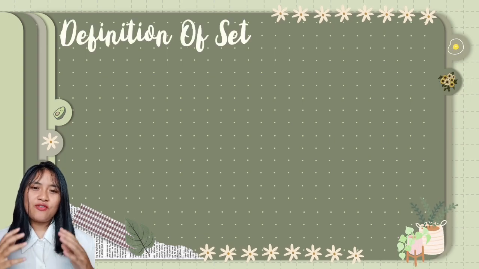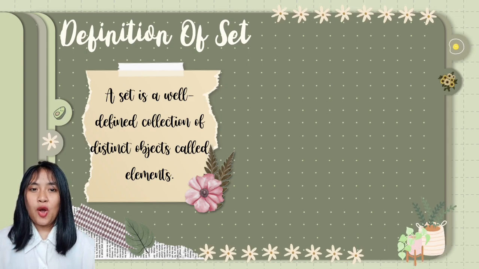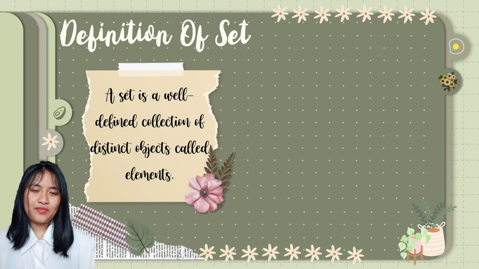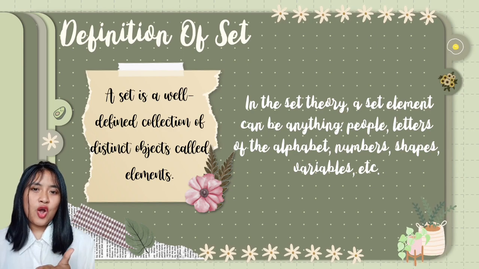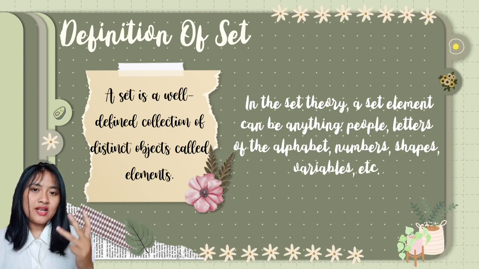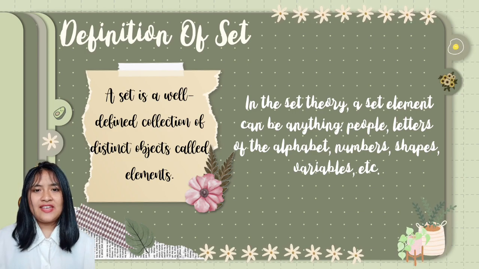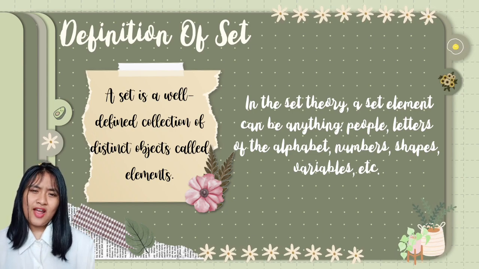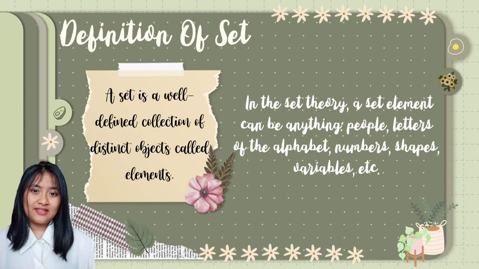The definition of a set is a well-defined collection of distinct objects called elements. In set theory, a set element can be anything like people, letters of the alphabet, numbers, shapes, variables, etc. Previously, I explained that the definition of a set is a well-defined collection of distinct objects called elements. What does this definition mean?